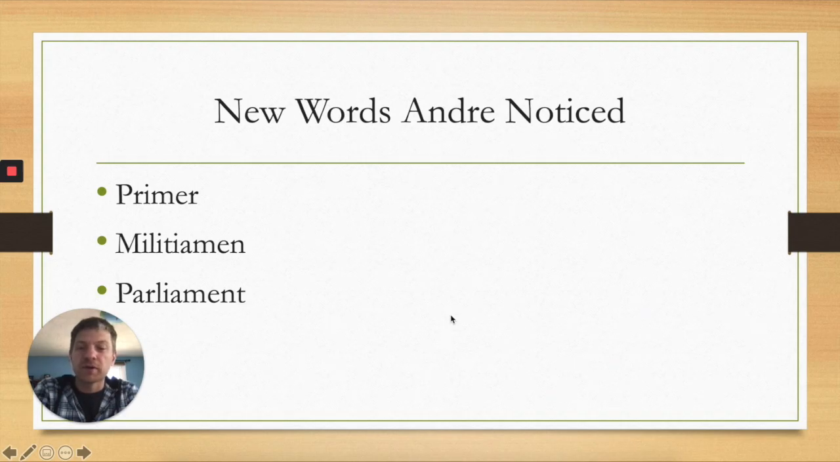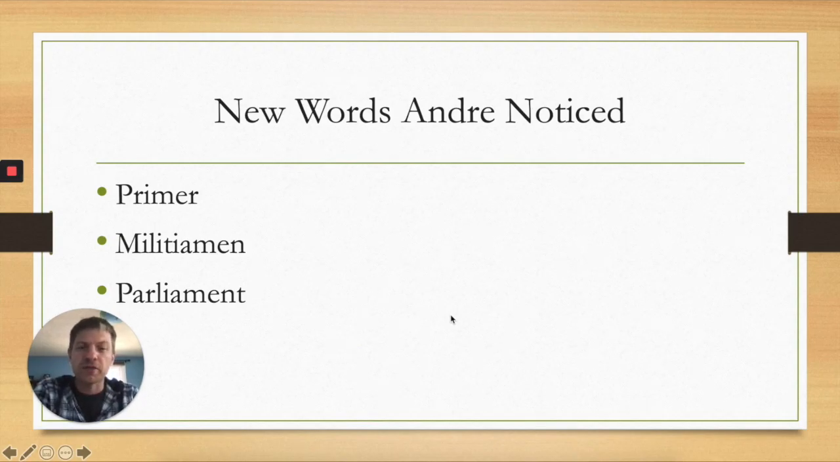So primer, militiamen, and parliament. He stopped me at those points. Well, actually, parliament I had to ask him about later because he actually missed that. He sort of blew right past it and didn't really know what it meant. So it's important that you actually stop like he did with primer and militiamen. And he just noticed, he was monitoring, and he just noticed that he didn't know what those words meant.